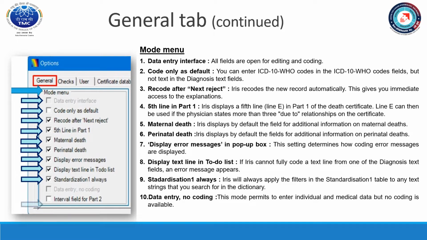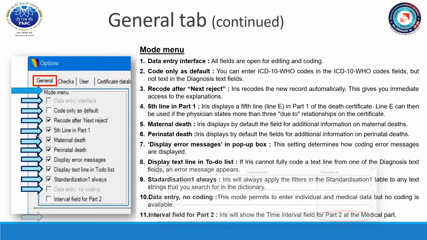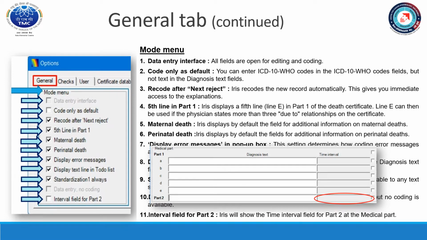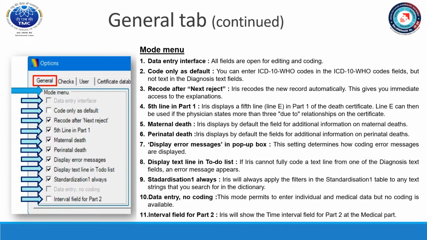To enter individual and medical data but not for coding, you select the Data Entry No Coding option. IRIS will show the time interval field for part 2 at the medical part by selecting the interval field for part 2.